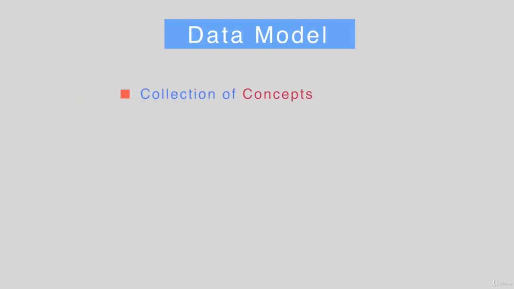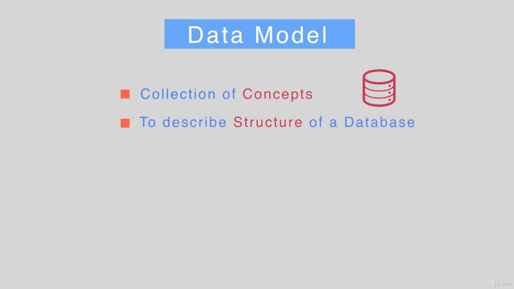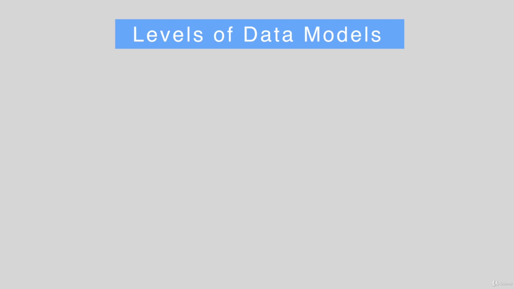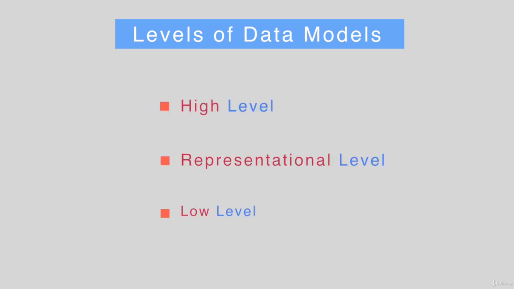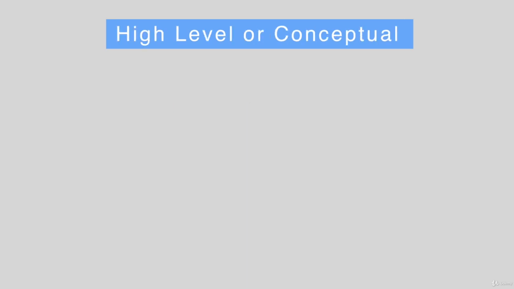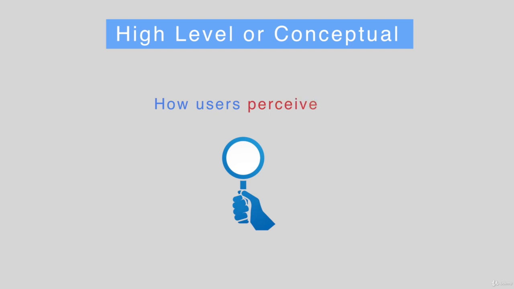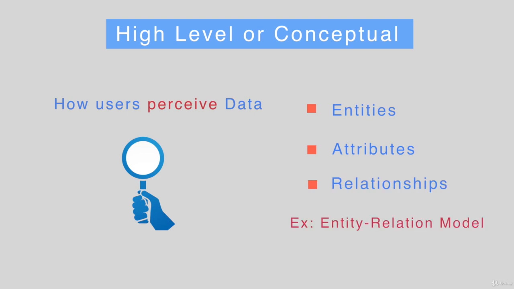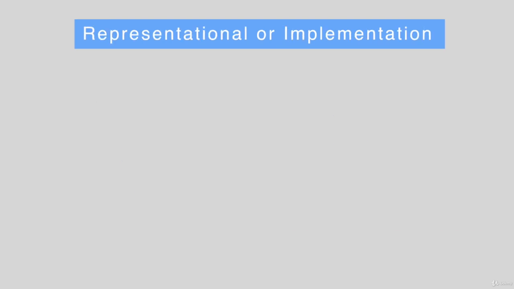Data model. It's a collection of concepts that are used to describe the structure of a database. Data models are used in database design to ensure the design is providing data abstraction. There are three levels of data models: high-level, representational level, and low-level data models. High-level or conceptual data model. It provides concepts for how users perceive data. High-level model uses concepts like entities, attributes, relationships, etc. For example, the entity relation model.